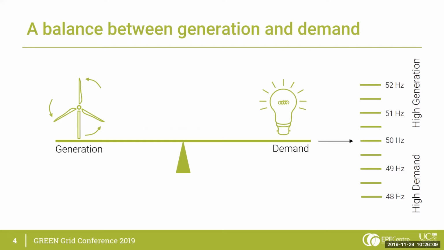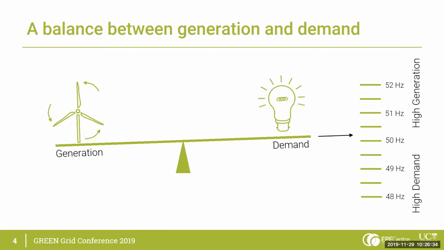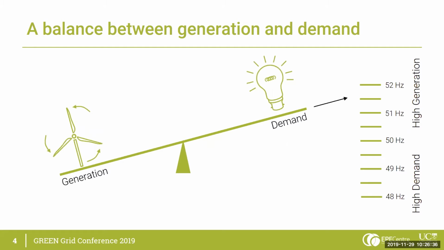So the frequency on the power system is dependent on the balance between generation and demand. That's because the frequency is directly coupled to the speed of synchronous machines, and those synchronous machines change speed depending on how much mechanical power is supplied through the turbine and then how much electrical power is drawn by the generator. So if we have higher generation than demand, we will expect the seesaw to tip and our frequency to increase.